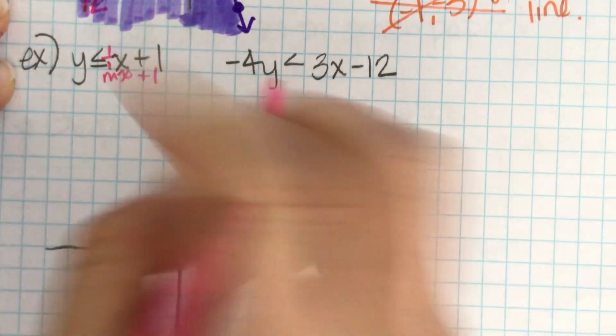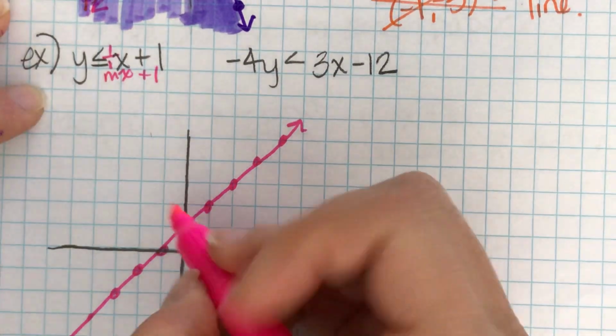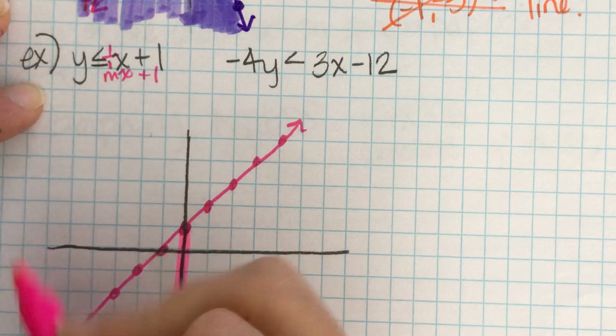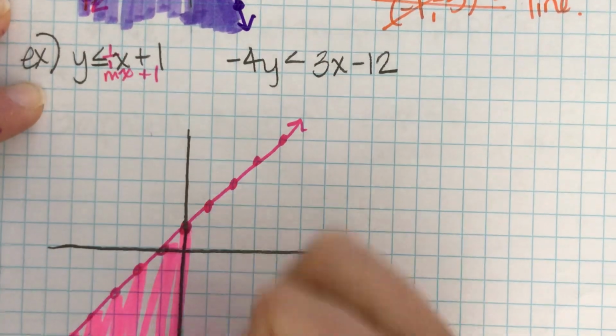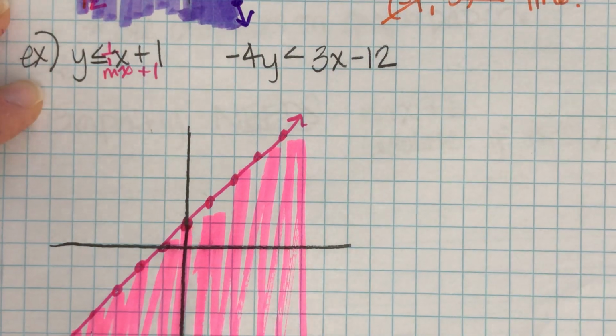And it says I want less than that line. So I'm going to use my highlighter to highlight everything underneath that line. It doesn't have to be a perfect highlighting job, just so I have an idea.